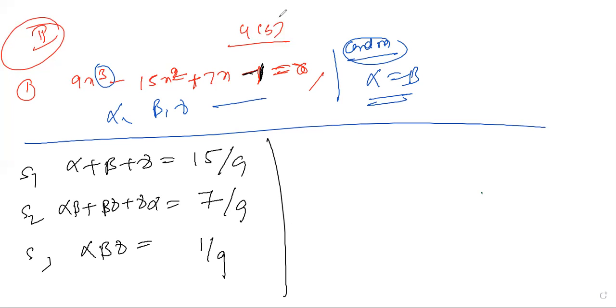Just now I told you, when you are writing this equation, you write P2 by P1, P3 by P1, like this, P4 by P1 like this. So you write 15 by 9, 7 by 9, and 1 by 9. Like this, you have to do it. This is what the S1, S2, S3 conditions are.